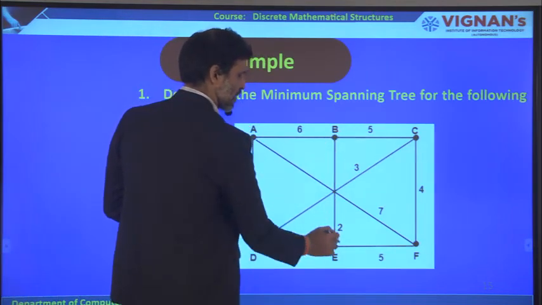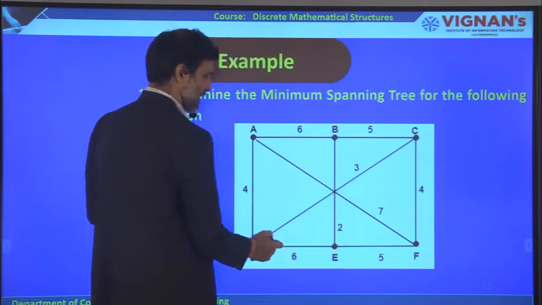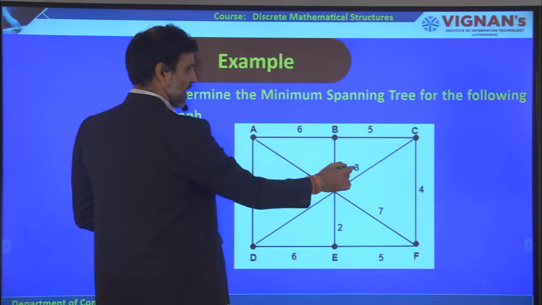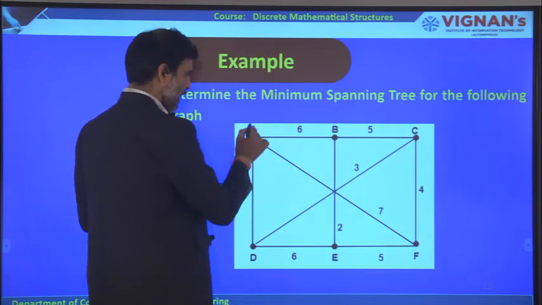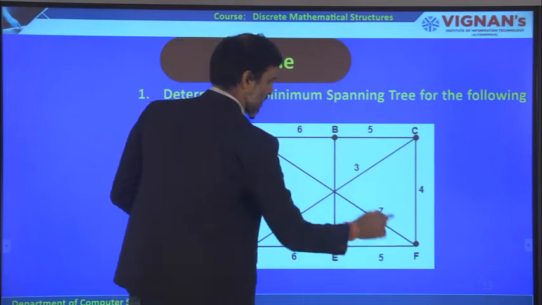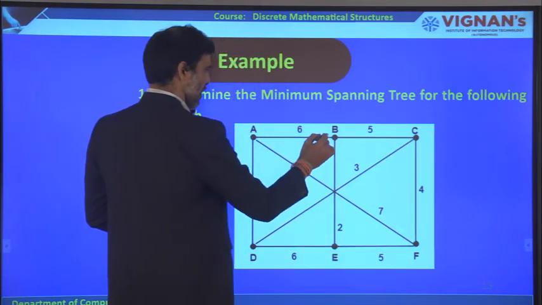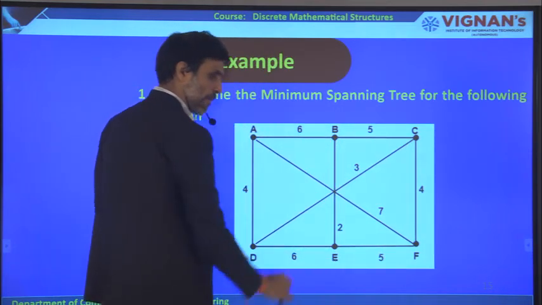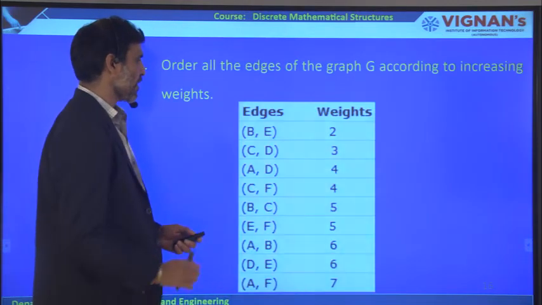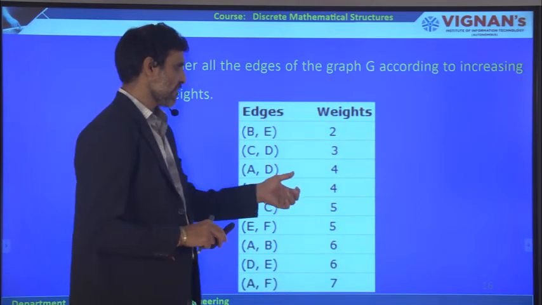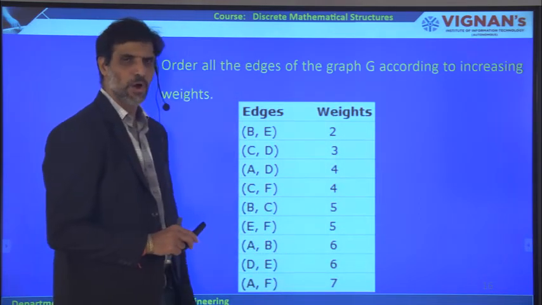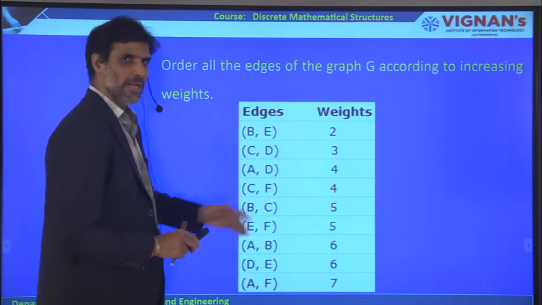So the first one you will get is BE, and after that, with 2, you will take DC or CD, and after 3 you have 4: AD and CF. The next one is EF, and then BC, and then AB, and then DE. Like that we are going to take the order. You have to order the edges in such a way that the weights are increasing. This is the way I have taken the order.